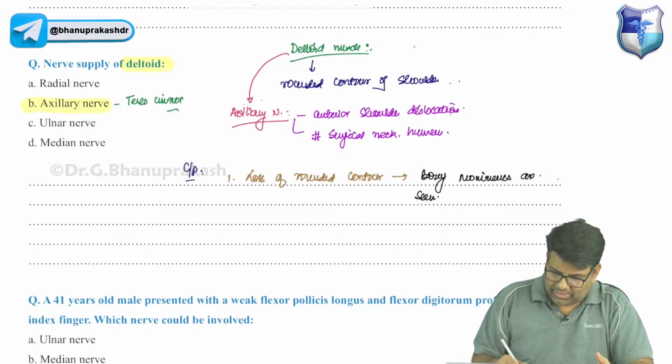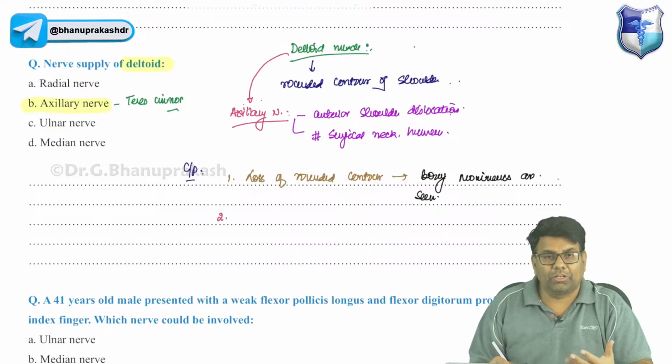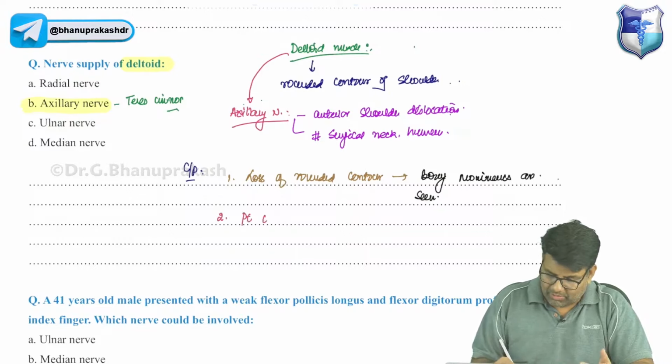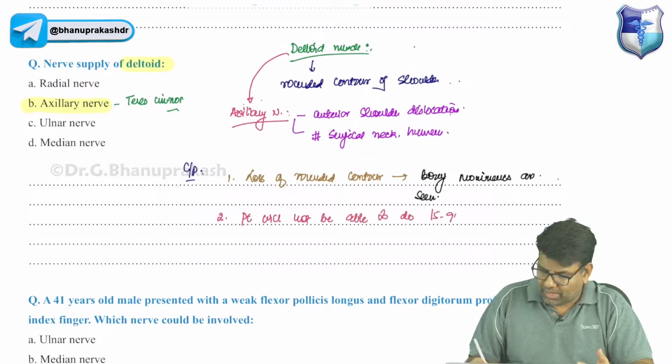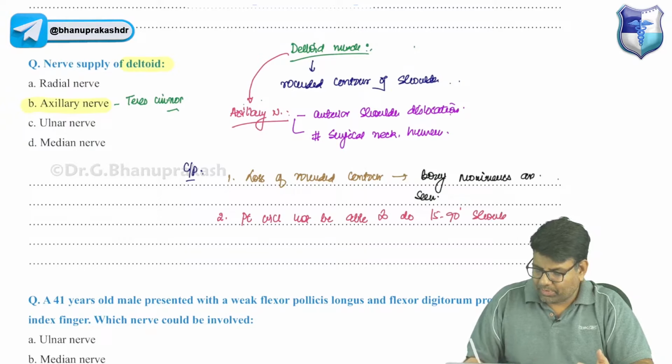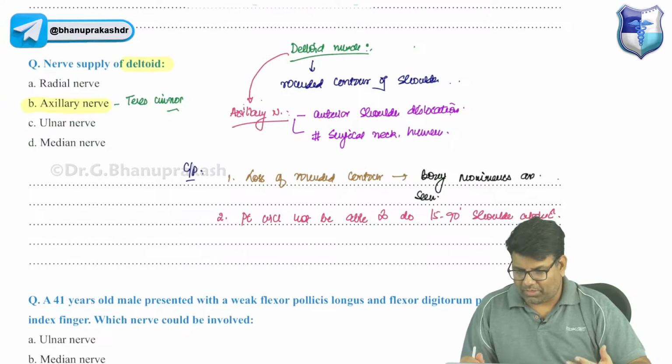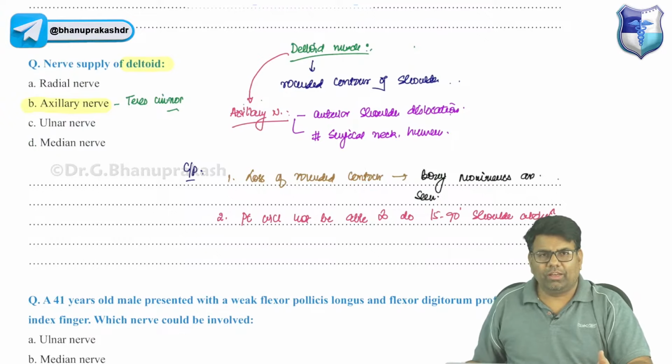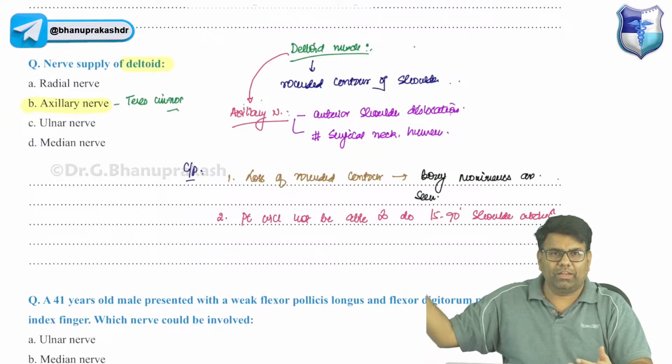Then of course, if the axillary nerve is gone, the deltoid is paralyzed, and the patient will not be able to do 15 to 90 degrees of shoulder abduction. Clear? This we have already discussed. The patient will say that I can lift up to 15 degrees, but I will not be able to take it up to 90.